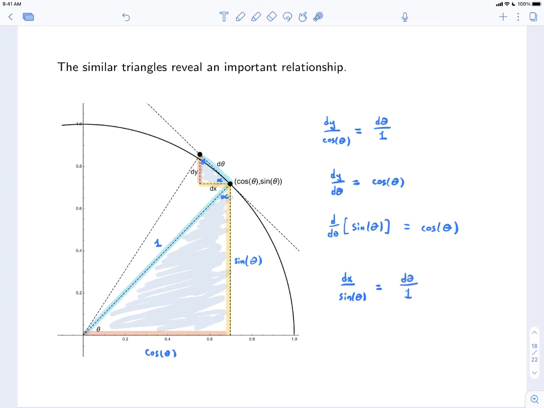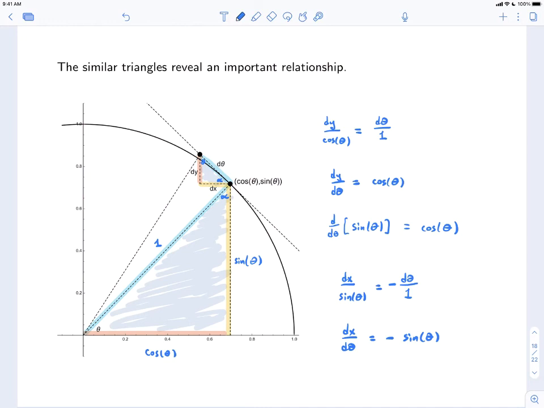So now we're looking at dx to sine of theta, and that's in the same ratio as d theta is to 1. But at this point, we have to remember that dx is actually a negative number. So in fact, this is the opposite. This is equal to the opposite. And that's why when we then cross multiply, we end up with dx over d theta is equal to the opposite of sine of theta. And of course, x is the cosine of theta.